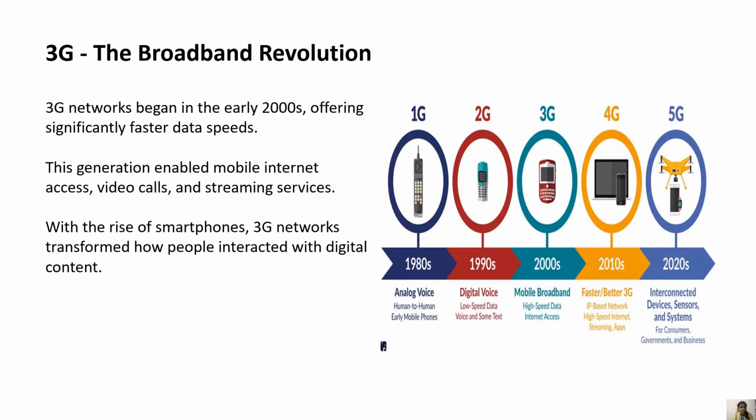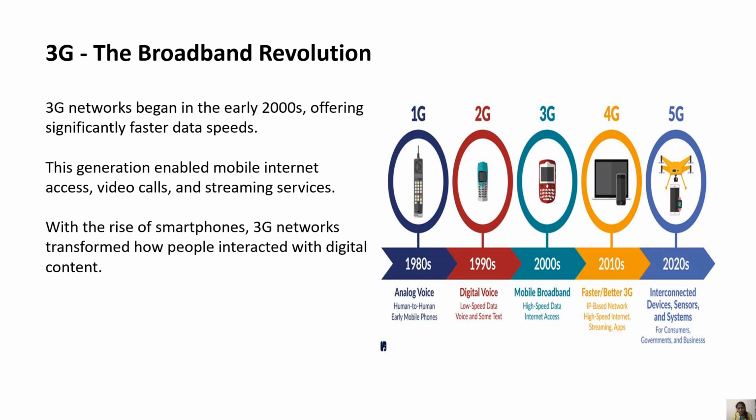And the next is 3G, that is the broadband revolution. The 3G networks began in the early 2000s, offering significantly faster data speeds. This generation enabled mobile internet access, video calls, and streaming services. With the rise of smartphones, 3G networks transformed how people interacted with the digital world.